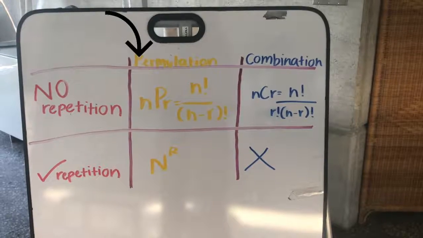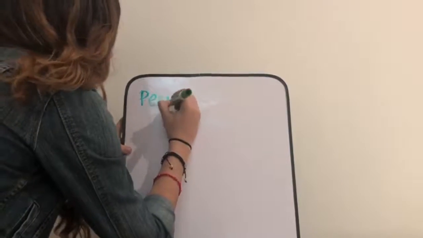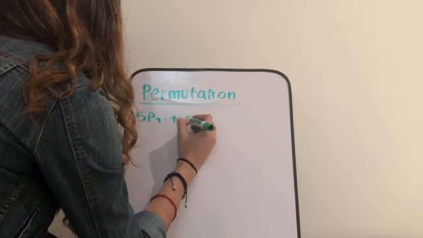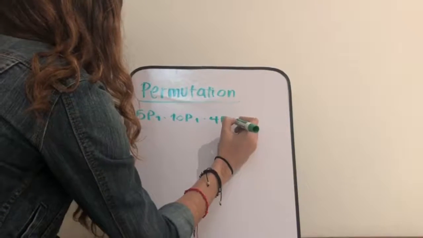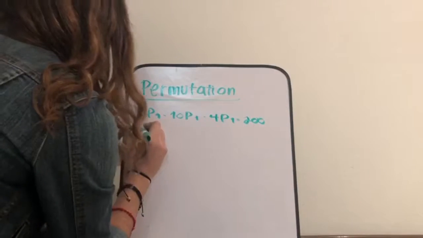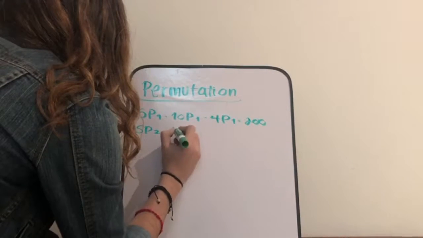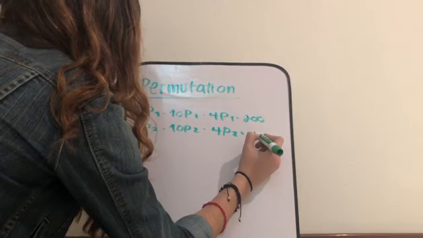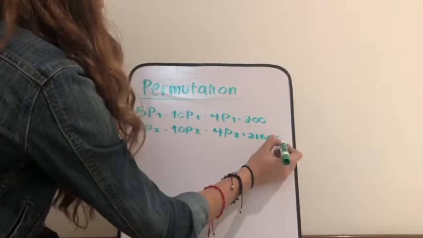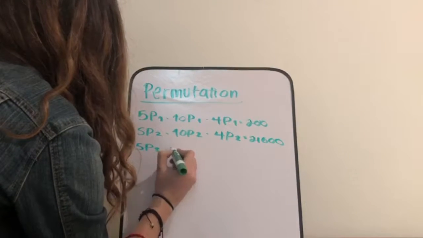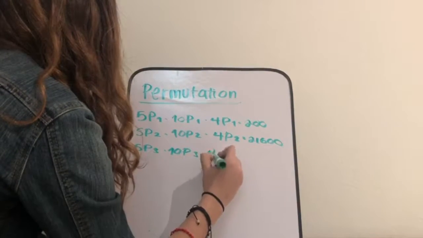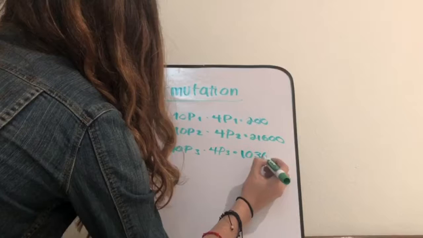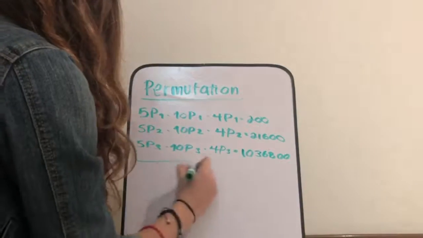Now we are going to do permutation for the same example. First, we are going to start with the formula for 1 course, which is 5P1 times 10P1 times 4P1. Then we are going to do the formula for 2 courses, which is 5P2 times 10P2 times 4P2. Last but not least, we are going to do it for 3 courses, which is 5P3 times 10P3 times 4P3.